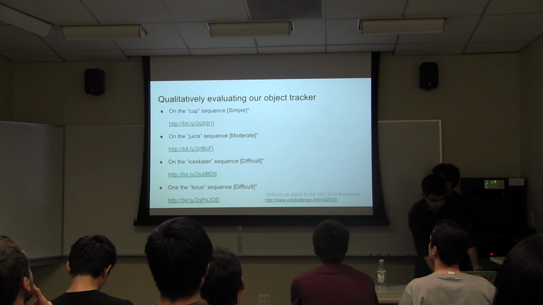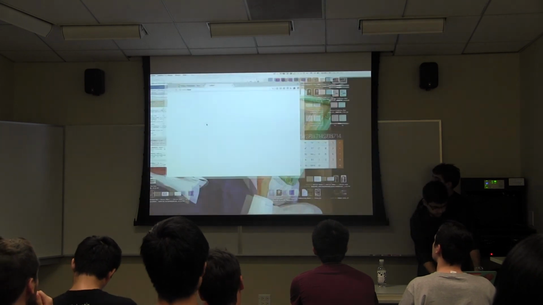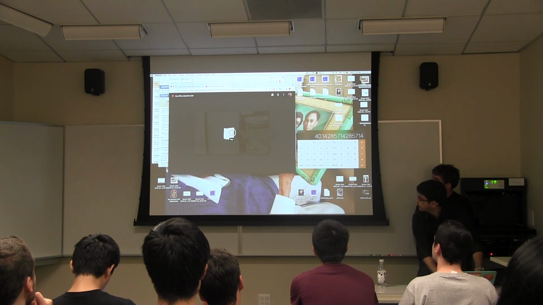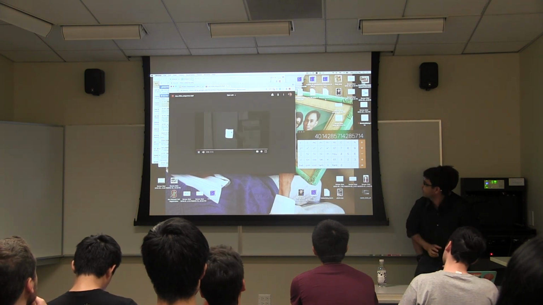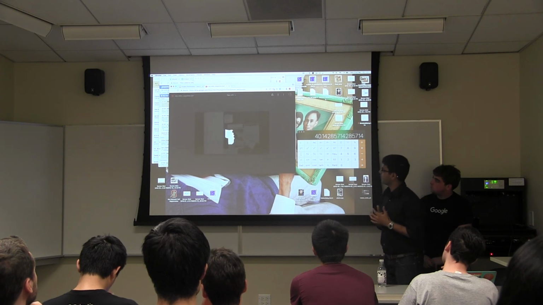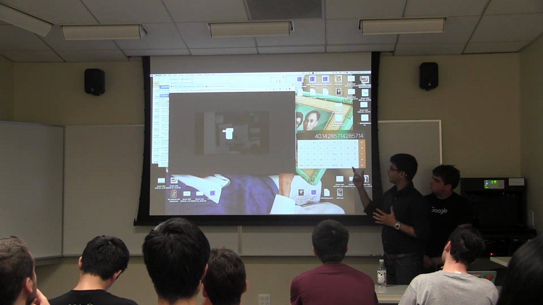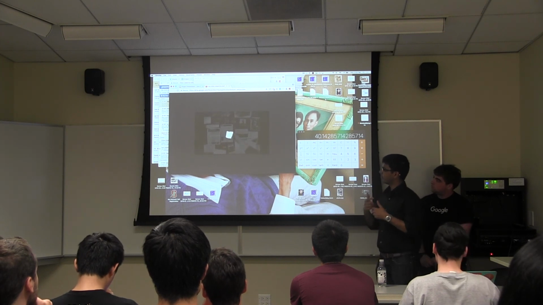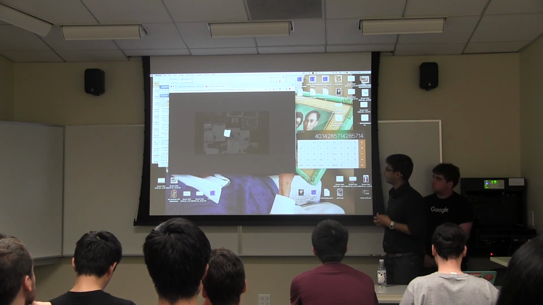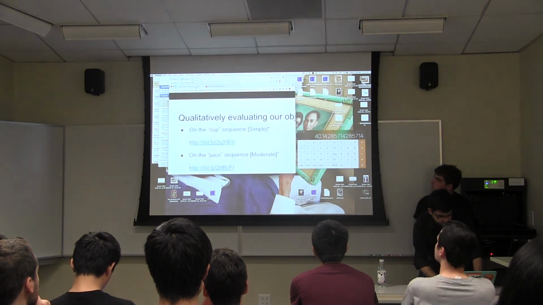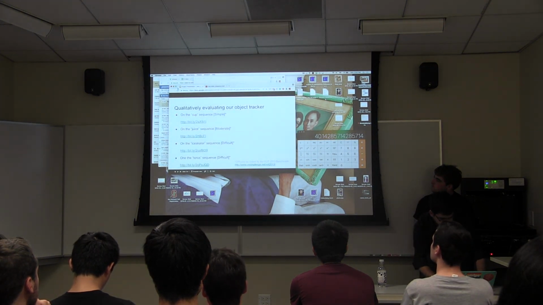So this is the segmentation of one of the cup sequences. The white mask shows our segmentation. Sometimes it fails, but then we reinitialize, and we count the number of times we reinitialize to measure the robustness of our tracker. Given the time, I won't show the other ones.